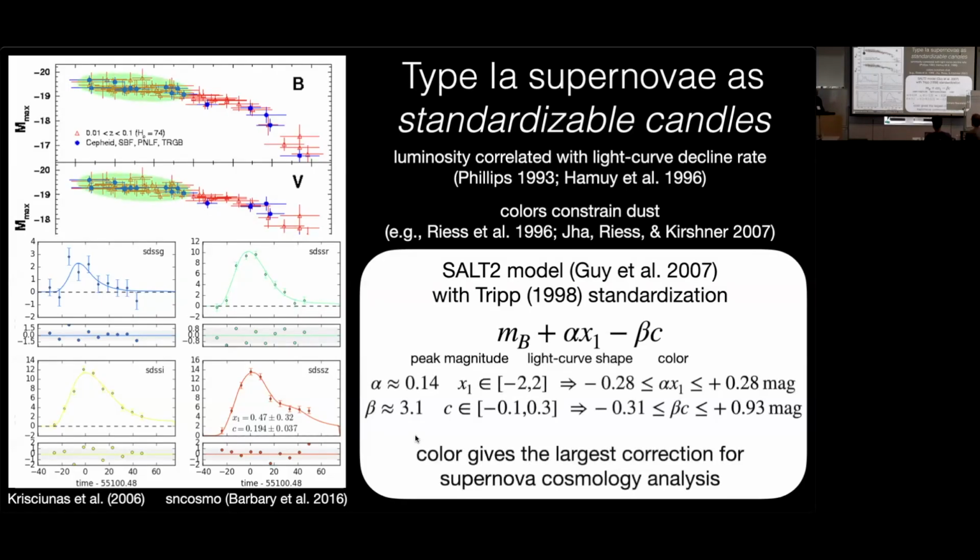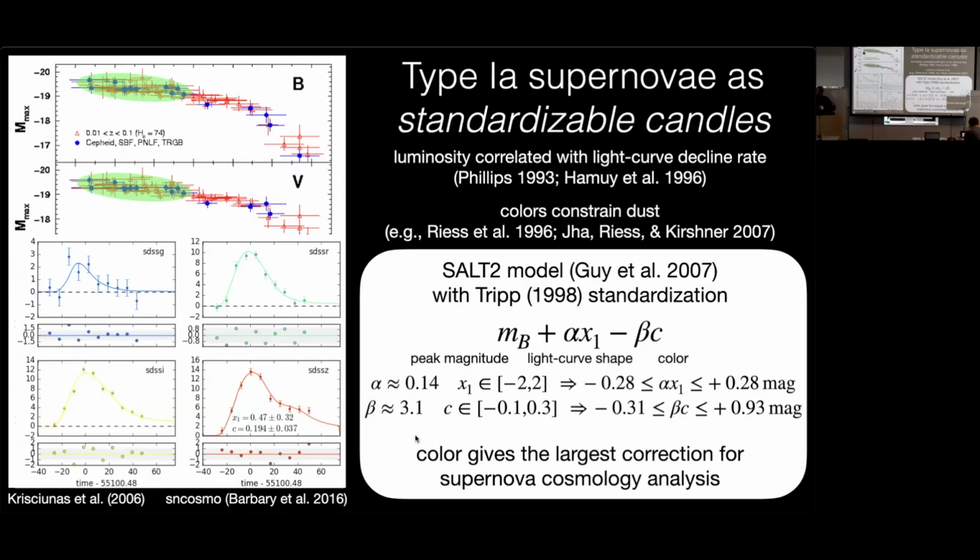standardized magnitude. One really interesting thing is that people often think it was this Phillips relationship, the idea of the bright ones and the faint ones, or the slow declining ones and the fast declining ones, that made type 1a supernovae into good distance indicators.